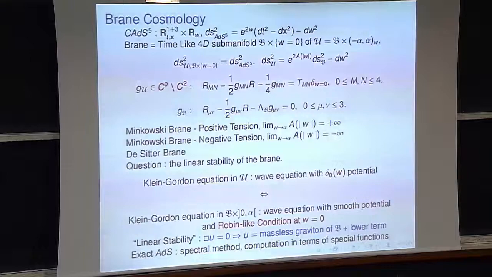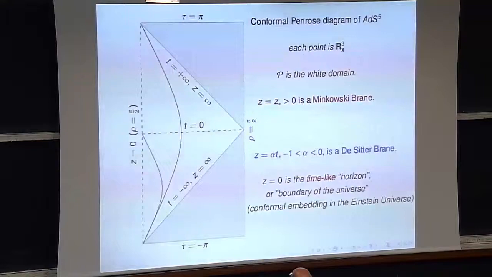And now the issue of the linear stability is the following. We solve the free wave equation, and we want to prove that the solution is the sum of the massless graviton on the brane plus a lower term. And the idea is that the lower term is given by the Kaluza-Klein tower. I work in the exact anti-de-Sitter space-time, hence we can use the spectral method and explicit computation.